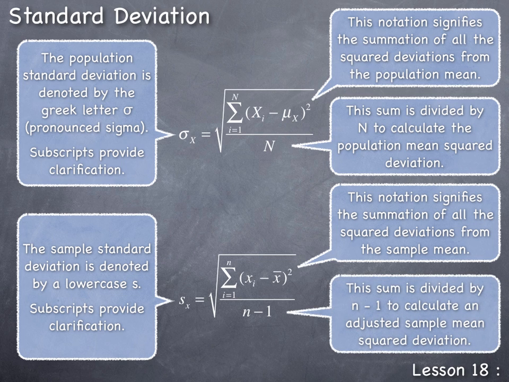In the sample version, this sum of the squared deviations from the sample mean is divided by n minus 1, the sample size minus 1, to calculate what we call an adjusted sample mean squared deviation. This mean of the squared deviations is, in statistics, referred to as the variance.